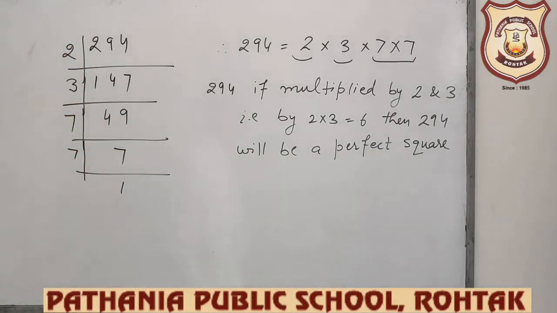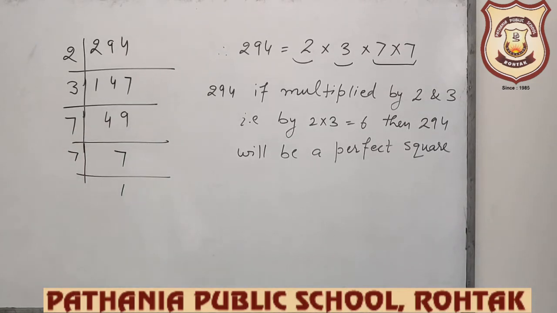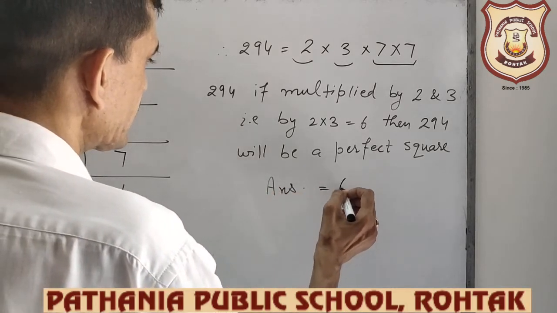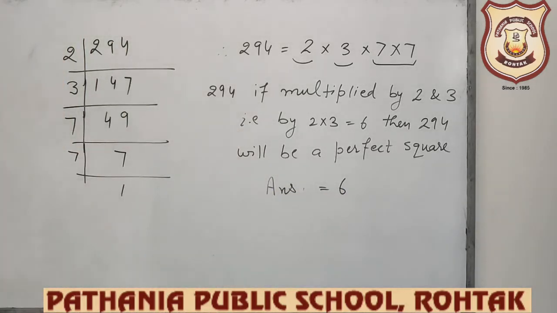Is it clear? So therefore the answer is 6. If we multiply 294 by 6, then it will be a perfect square. Now look at the next question.